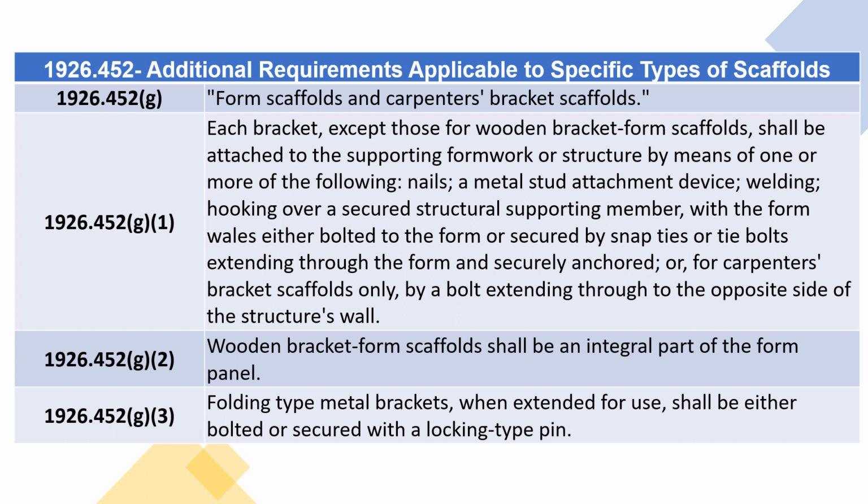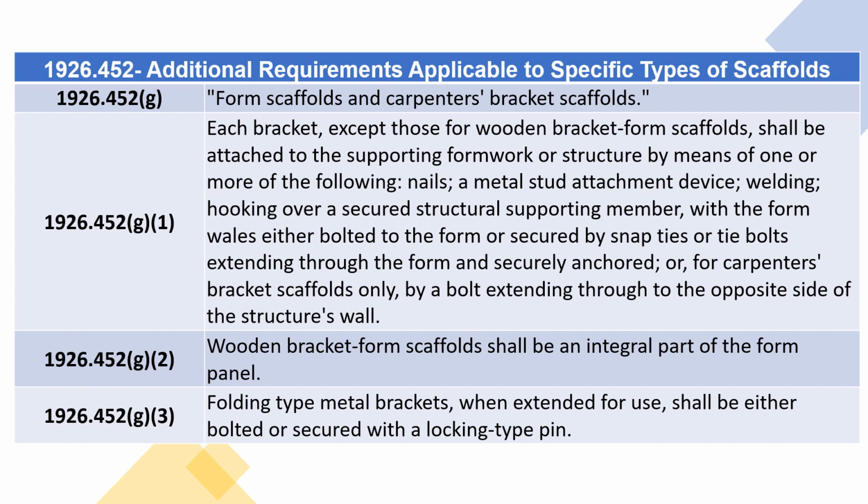1926.452 G. Form scaffolds and carpenter's bracket scaffolds. 1926.452 G1. Each bracket, except those for wooden bracket form scaffolds, shall be attached to the supporting formwork or structure by means of one or more of the following: nails, a metal stud attachment device, welding, hooking over a secured structural supporting member, with the form rails either bolted to the form or secured by snap ties or tie bolts extending through the form and securely anchored, or, for carpenter's bracket scaffolds only, by a bolt extending through to the opposite side of the structure's wall.